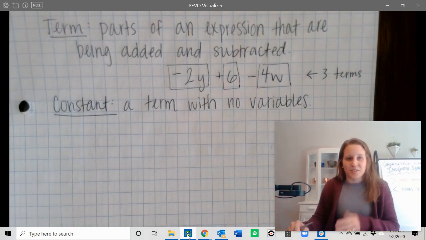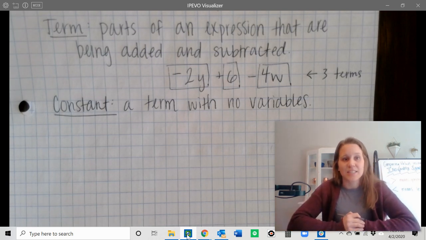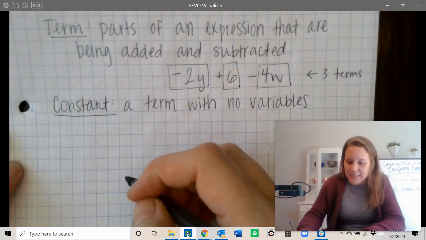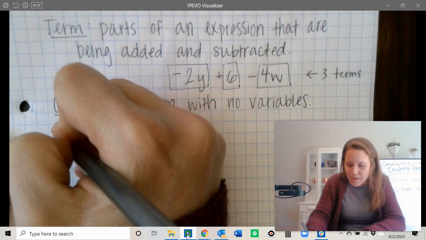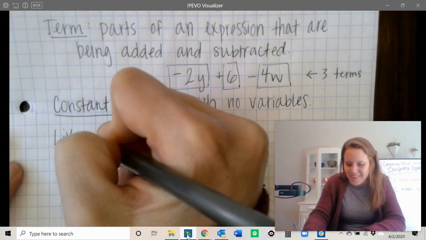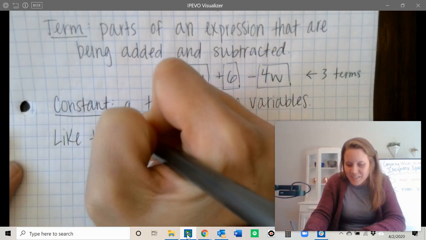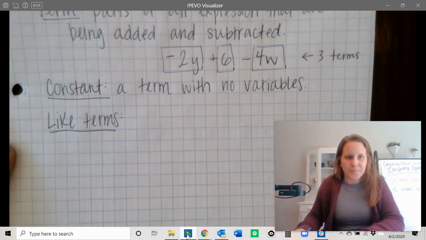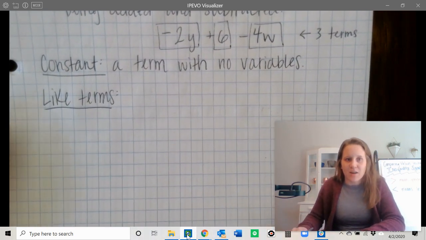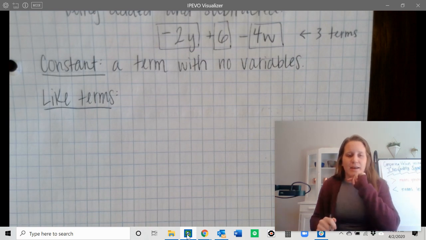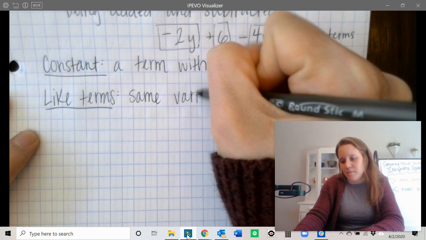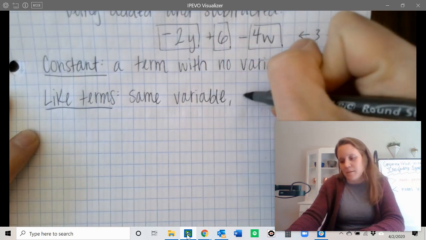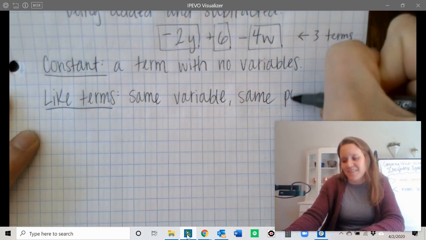One thing that you'll be asked to do today and this week is to combine like terms. I think I said that was our last example, but actually we have one more. This will be our last one. They're really important. I'm really glad I didn't forget it. Like terms are ones that we can combine together. Like terms have the same variable and the same power.